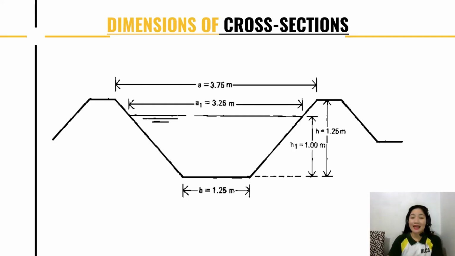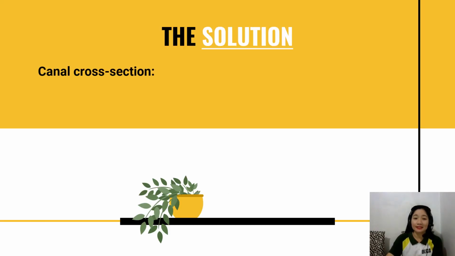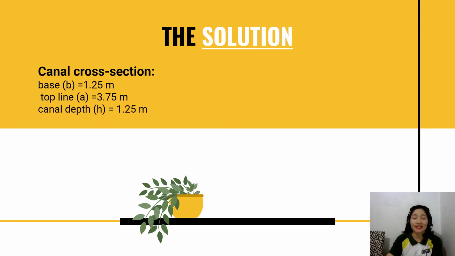Okay, so class, let's calculate the dimensions of the cross sections of this canal. So we have the base, which is 1.25 meters, the top line, which is 3.75 meters, and the height or the canal depth, which is 1.25 meters. Okay, so here's the solution for the canal cross section. Given, of course, again, the base is equal to 1.25 meters, the top line 3.75 meters, and the canal depth, which is 1.25 meters.